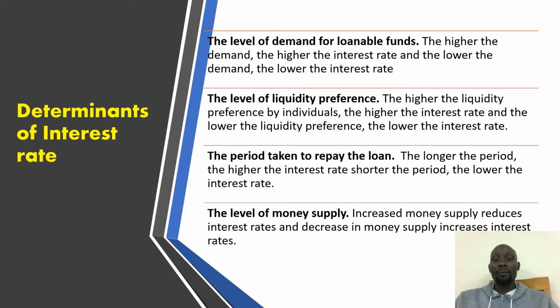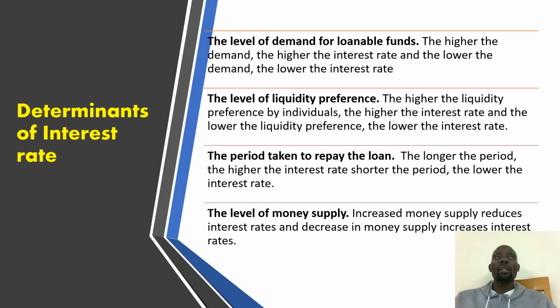And number two, we have the level of liquidity preference. So we said the liquidity preference is the desire by individuals to hold their wealth in form of cash other than investing it in financial assets or other properties. So if the liquidity preference by individuals is high, then the interest rate will also be high. And when the liquidity preference is low, the interest rate will also be low.